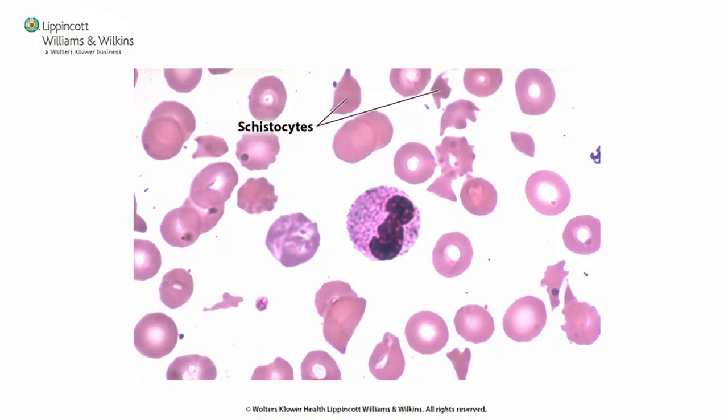Basically, you force the red blood cell to be chopped up by fibrin strands, or in the case of malignant hypertension, by extreme shear forces. So again, schistocytes are just red cells that have been sliced and diced.